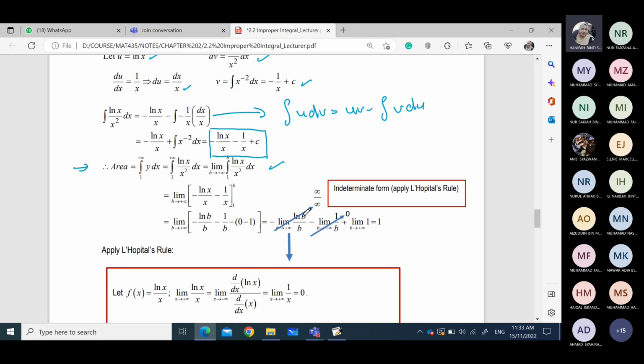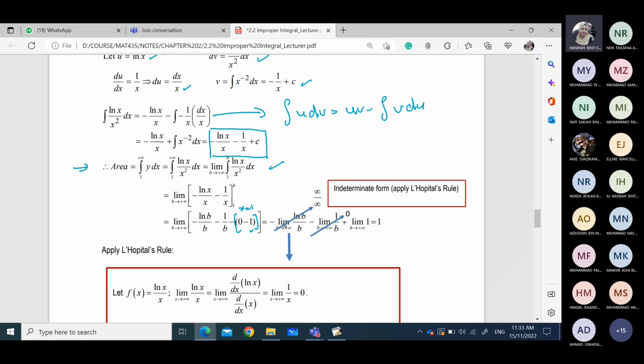Alright, so here we have the limit as b approaches infinity of negative natural log of b over b minus 1 over b. Okay, so this one is the lower limit, which is x equals 1. So bila you masukkan kat sini, natural log 1 over 1, we have 0. Minus 1 over 1, we have 1. So that's why we have 0 minus 1. Yang ini. Okay, faham. Alright.